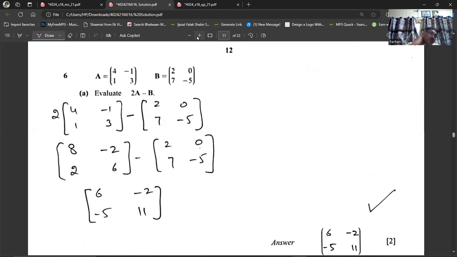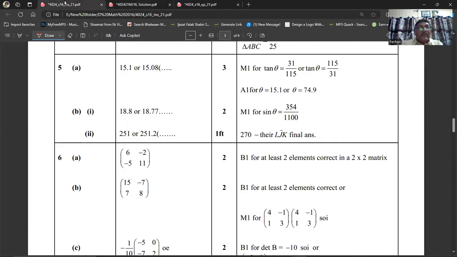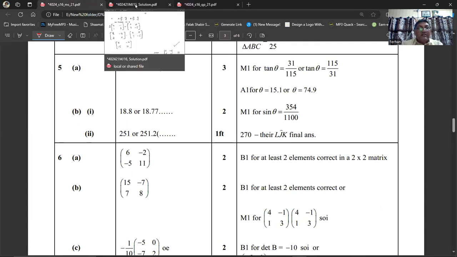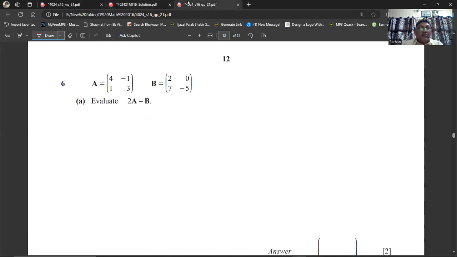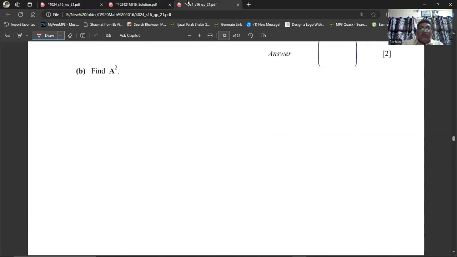If you want to find 2A minus B, just put the values of matrix A and matrix B there. The 2 will multiply with every member of matrix A. So you will have 8, minus 2, 2, 6, minus 2, 0, 7, minus 5. When you subtract, corresponding entries are subtracted from corresponding entries. So 8 minus 2 is 6, minus 2 minus 0 is minus 2, 2 minus 7 is minus 5, and 6 minus minus 5 becomes 6 plus 5, that is 11. So you will have 6, minus 2, minus 5, and 11. Let's check. Question number 6, A part: 6, minus 2, minus 5, 11. This is the right answer, sir. This is my solution.